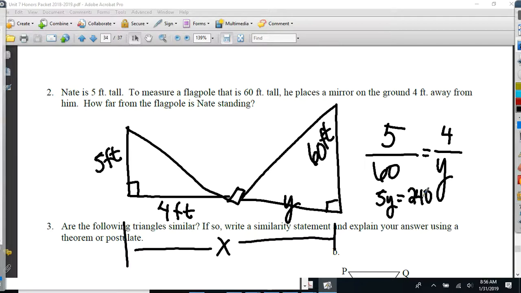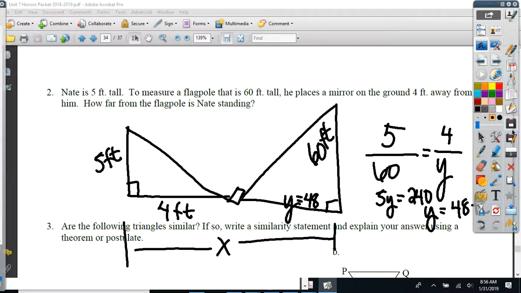What's the distance from the flagpole to the mirror? 48 feet, right? Not my final answer. What was the question asking? Nate from the flagpole. Well, we know the flagpole is 48 feet from the mirror, and the mirror is 4 feet from Nate. So total distance, 52 feet total.